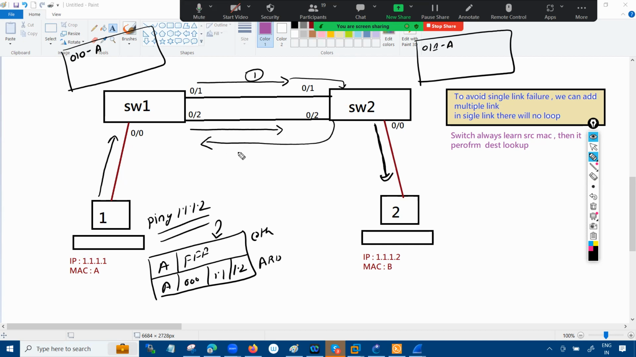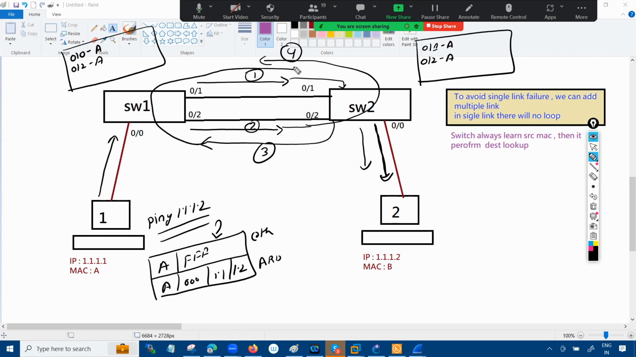Okay. Now, the same way, switch 2 will receive the second packet on this particular interface 0/2. What will it do? It will learn MAC address A on 0/2. And it will forward the packet to this guy and this interface as well. This is my 3rd packet and this was my 4th packet. Now, when switch 1 receives this 3rd packet on interface 0/2, it will learn the MAC entry 0/2 as A MAC. And again, it will circulate this packet to switch 2 and flood this packet to PC1 again.